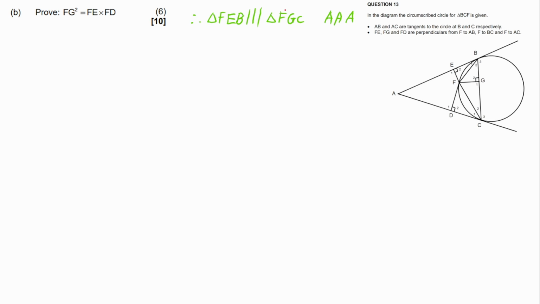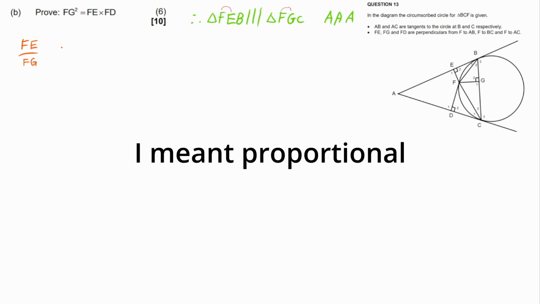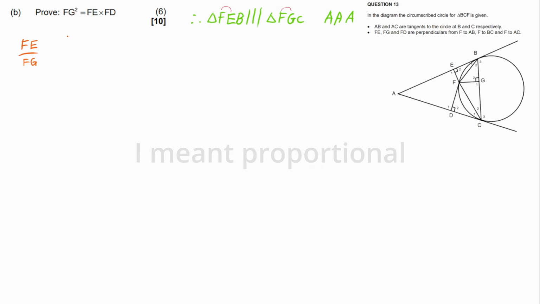So I know that FG over FE are going to be equal. So let me write that for us. I know that FE over FG, or other way around, are equal. And the reason here is because of similar triangles. Okay? Similar triangles. Okay, so this was from part A. I've proven this. So I know one of my ratios is going to be FE over FG, because I already have this from A.